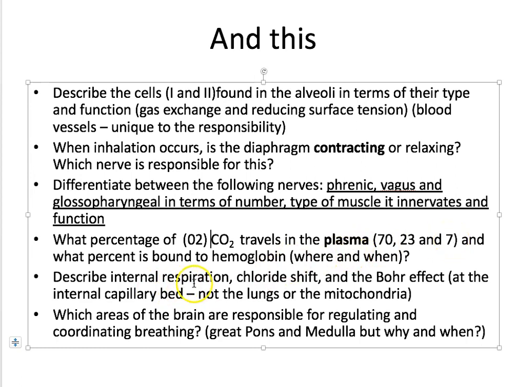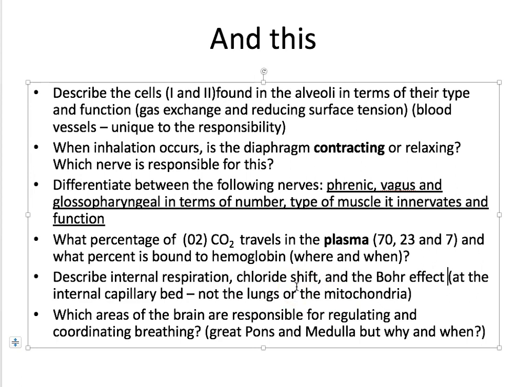So what's the difference between internal respiration and say cellular respiration? What's actually happening at this chloride shift? And what's the Bohr effect? Remember, as the pH is dropping, the shape of hemoglobin is changing, and oxygen comes off of each of the binding sites just that much more rapidly. Okay? Does that make sense? Notice I put you here, internal respiration is at the capillary bed, not the lungs or the mitochondria.